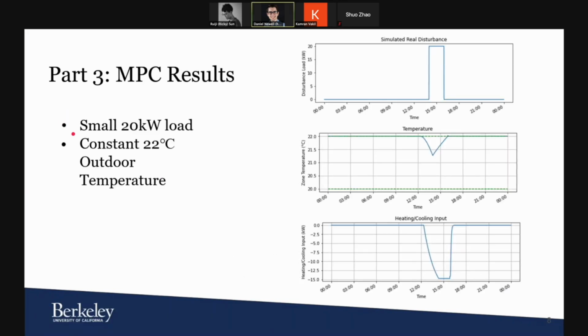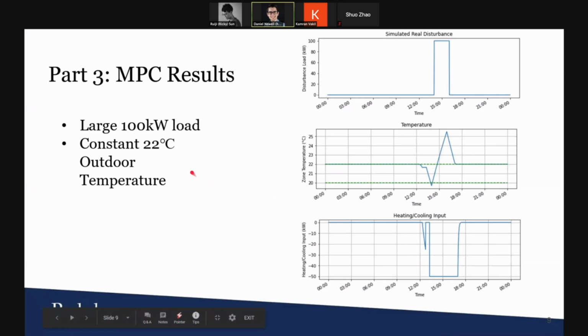We ran several simulations using our MPC controller with different disturbance profiles. We set the comfort range to 20 to 22 degrees Celsius. In this first simulation, we introduced a small 20 kilowatt load with a constant outdoor temperature and an initial zone temperature of 22 degrees Celsius. The MPC controller predicted the upcoming disturbance and pre-cools the zone to under 21.5 degrees Celsius before the 20 kilowatt load takes effect. This results in the zone temperature staying within the comfort range for the entire simulation.